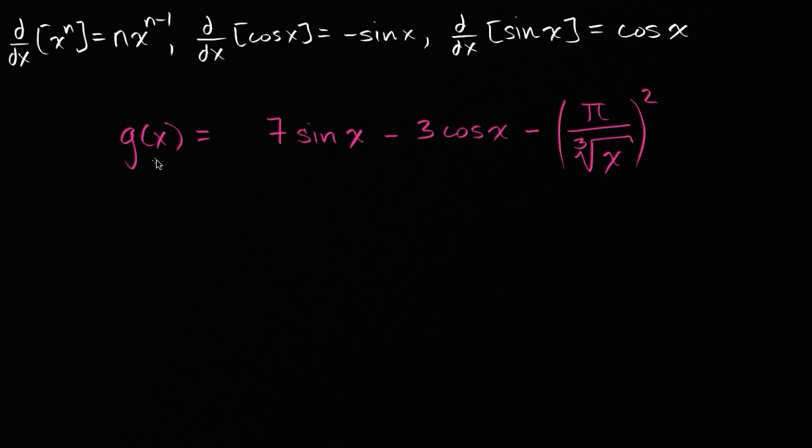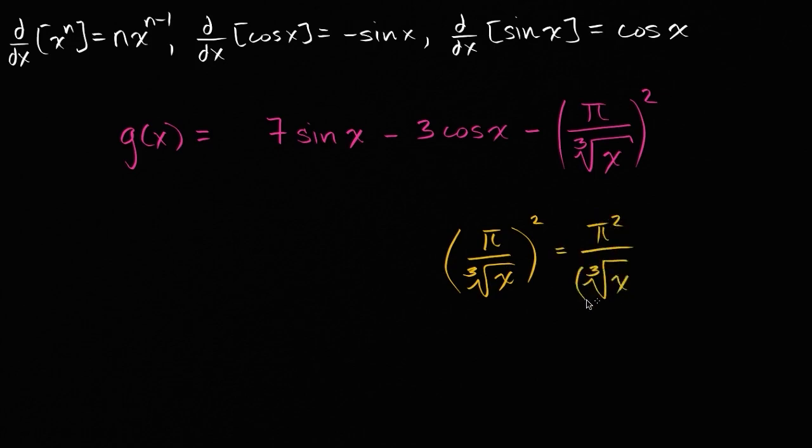So probably the most intimidating part of this, because we know the derivatives of sine of x and cosine of x, is this expression here. And we can just rewrite or simplify it a little bit, so it takes a form that you might be a little bit more familiar with. So let me just do this on the side here. So pi over the cube root of x, squared. Well, that's the same thing as pi squared over the cube root of x, squared. This is just exponent properties that we're dealing with. And so this is the same thing. We're going to take x to the 1/3 power and then raise that to the second power.